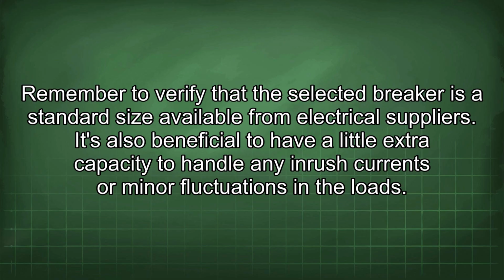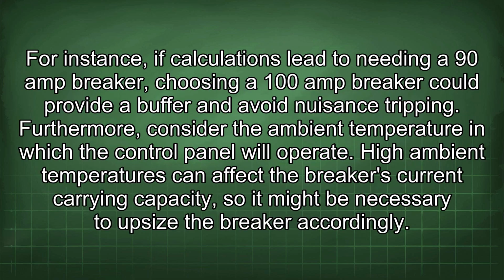Remember to verify that the selected breaker is the standard size available from electrical suppliers. It's also beneficial to have a little extra capacity to handle any inrush currents or minor fluctuations in the loads. For instance, if calculations lead to needing a 90 amp breaker, choosing a 100 amp breaker could provide a buffer and avoid nuisance tripping. Furthermore, consider the ambient temperature in which the control panel will operate. High ambient temperatures can affect the breaker's current carrying capacity, so it might be necessary to upsize the breaker accordingly.